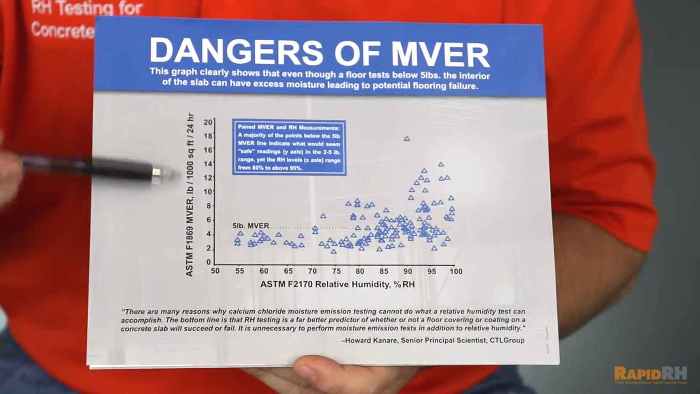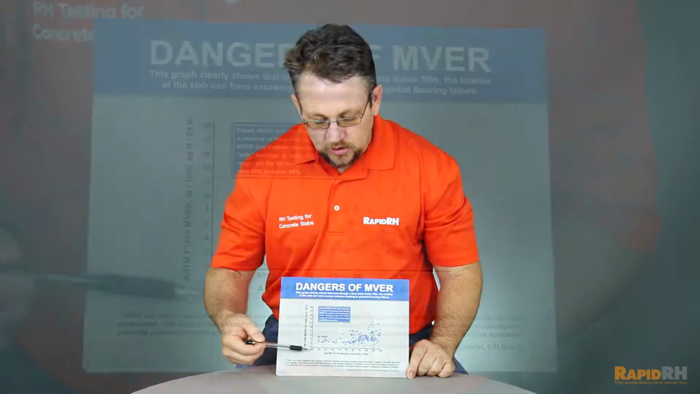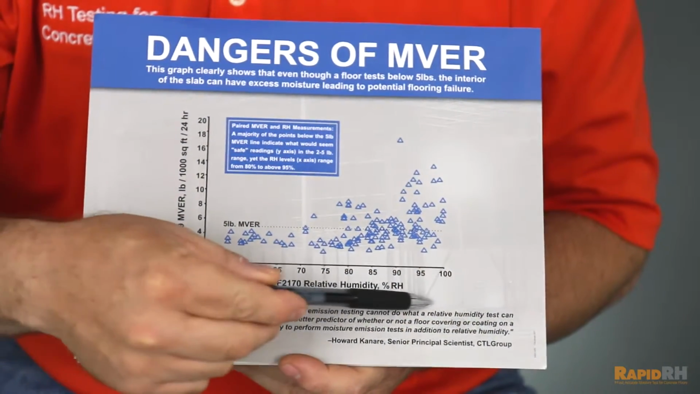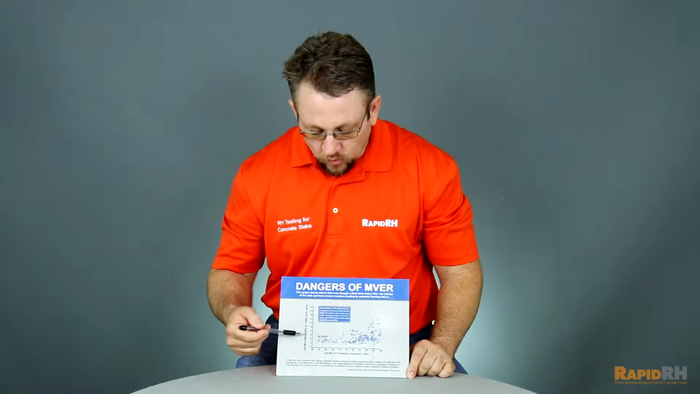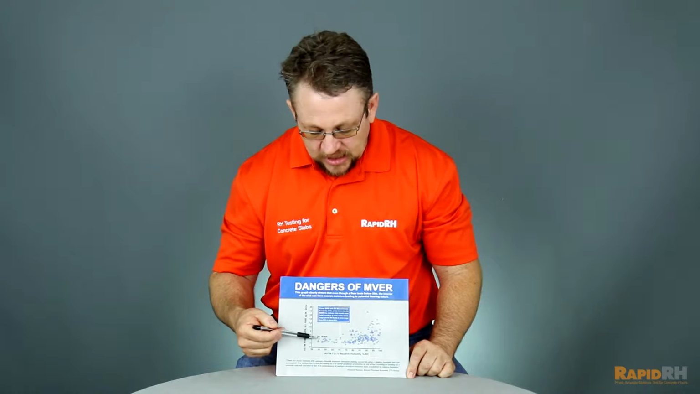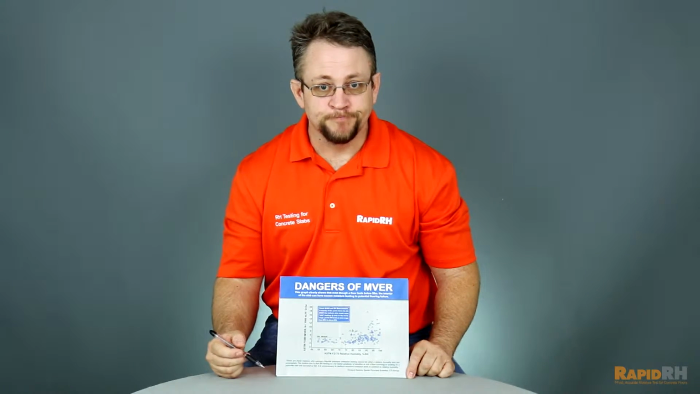What you'll see on this side is the pounds of vapor emission for each one of these tests. Down here you see the relative humidity for each one. And then the triangle shows what it rated on a calcium chloride test and what the relative humidity testing result came up for that same location.